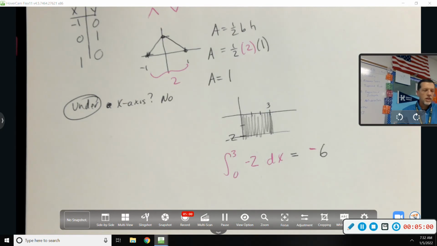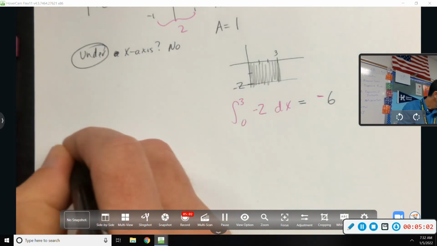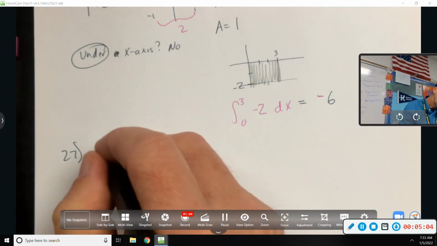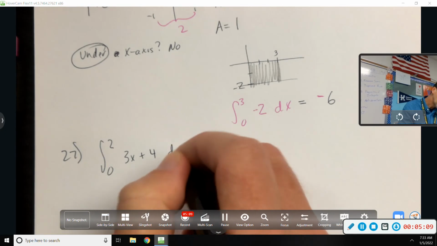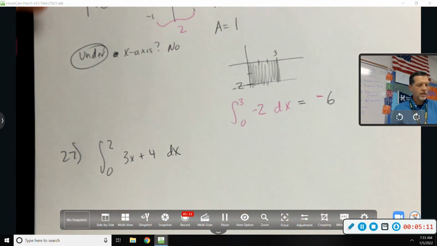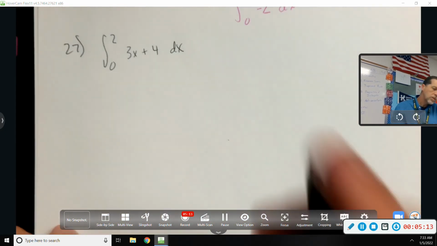Can you also do 27? 27. Integral from 0 to 2, 3x plus 4 dx. So again, that's the area under that curve from 0 to 2.